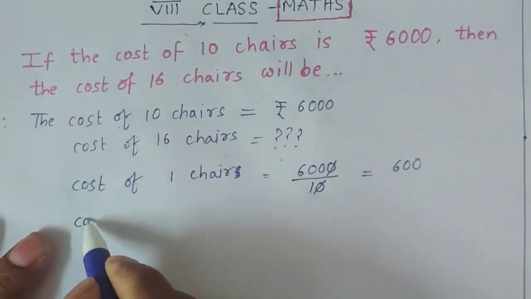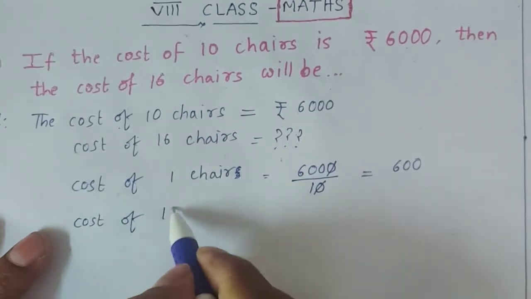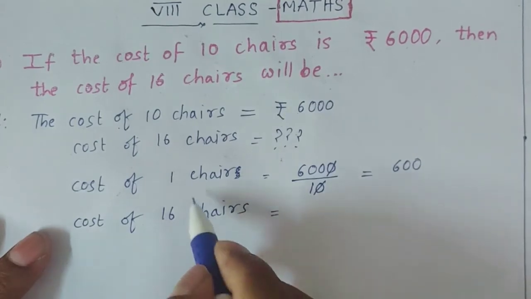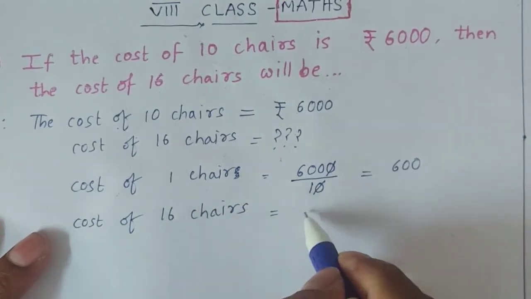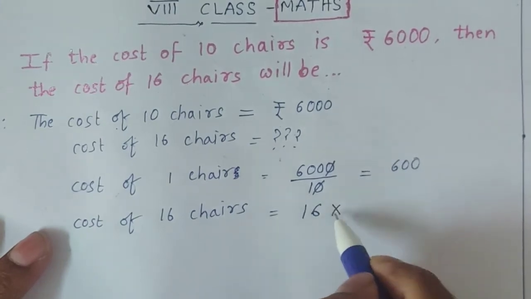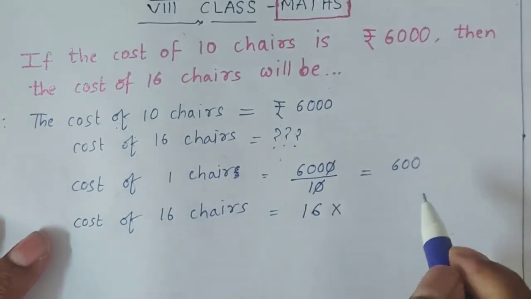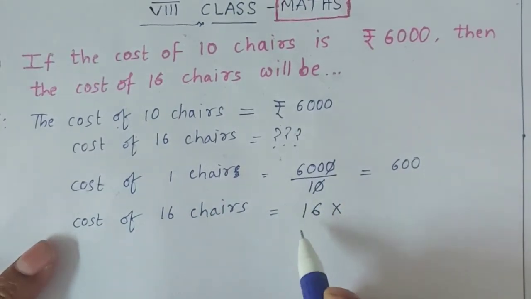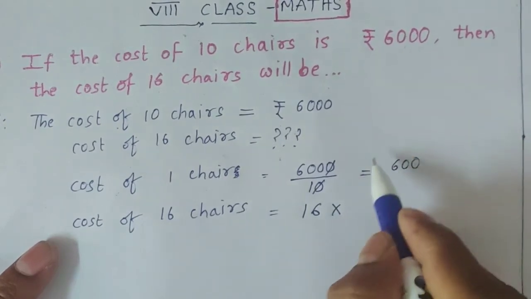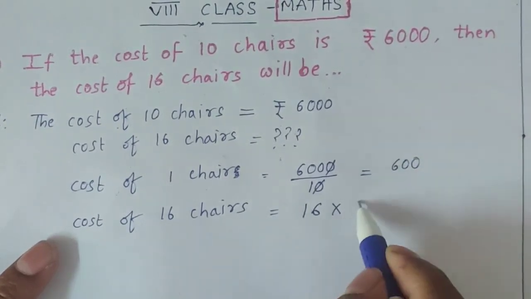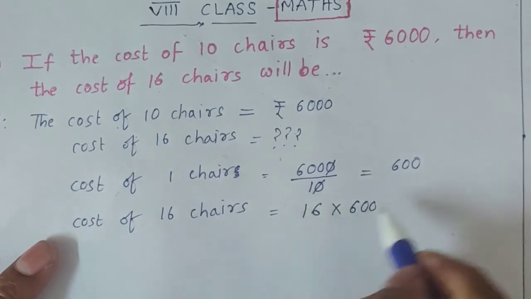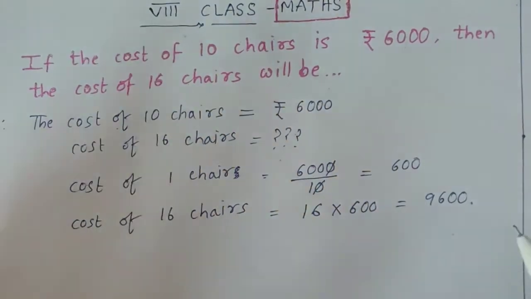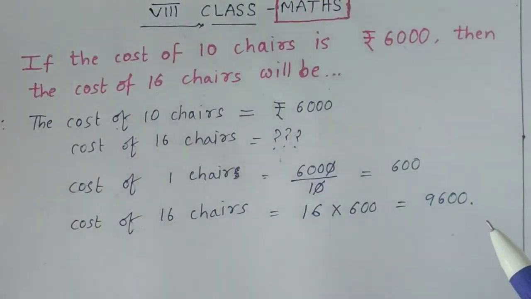Now the cost of 16 chairs. Since we are finding the cost of 16 chairs, you need to write 16 into the cost of one chair. The cost of one chair is 600 rupees, and the product will be 9600 rupees. So this is the answer. In this way we can find it.